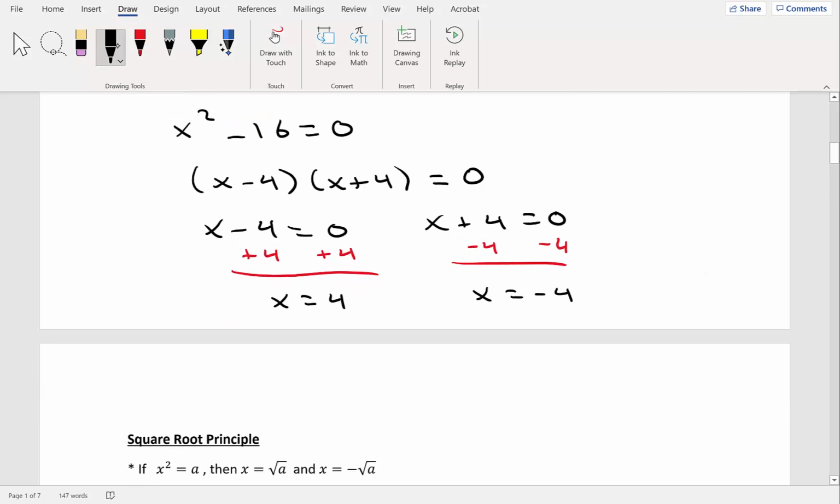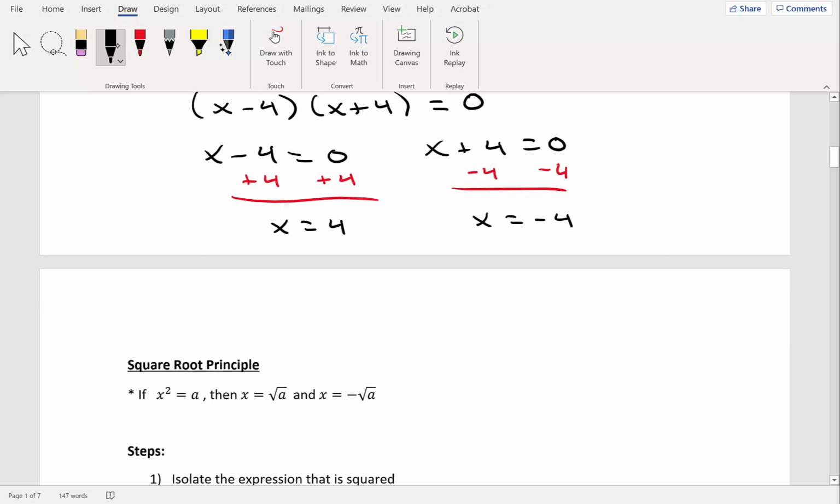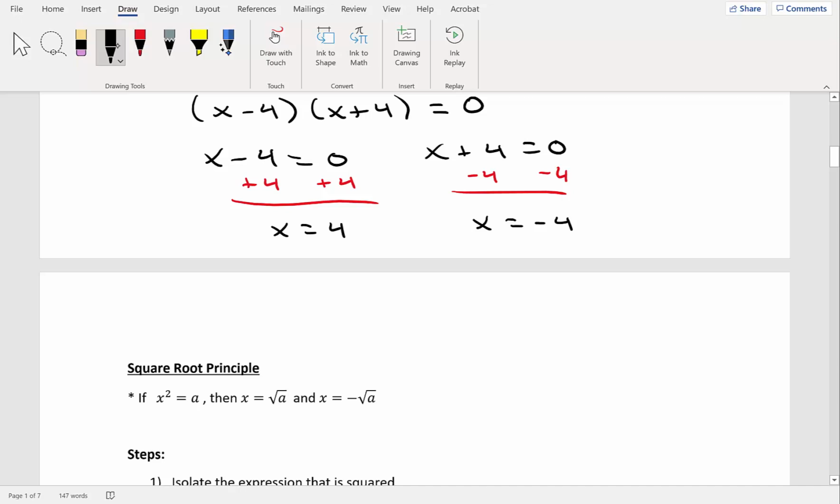Okay. Now this leads us to our square root principle. Those previous two examples, we used the same methods that we saw in section 4.8. We factored and we set each factor equal to 0. Now with the square root principle, what this states is if x squared is equal to a, then x is equal to the square root of a, and x is equal to negative the square root of a.